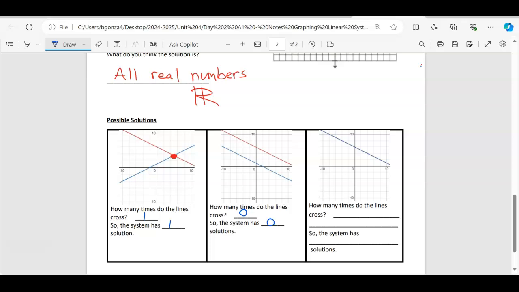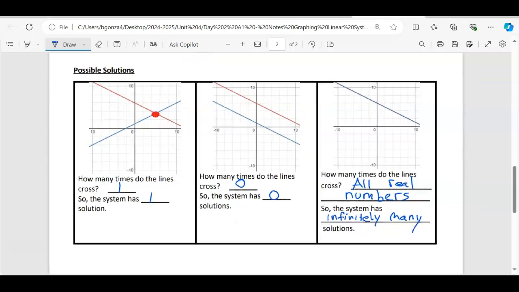Okay, look. Now this next one looks like just one line, but like we just talked about, they're overlapping. They're coinciding. Okay. So if they're coinciding, how many times do the lines cross? All real numbers, right? Now here's another way to say this. The system has infinitely many solutions. Cool.